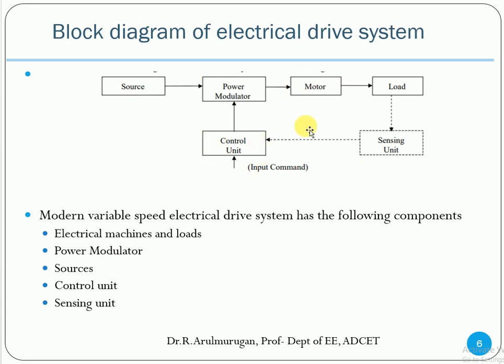For example, take the electric vehicle. The electric vehicle source is a DC source, and the motor is a BLDC motor connected to the wheel. A Hall effect sensor is built into the BLDC motor itself. The Hall effect sensor senses the position and sends it to the controller unit. Based on the position, it gives the command: out of the three phases, which two phases to trigger at a time, either AB, BC, or AC.